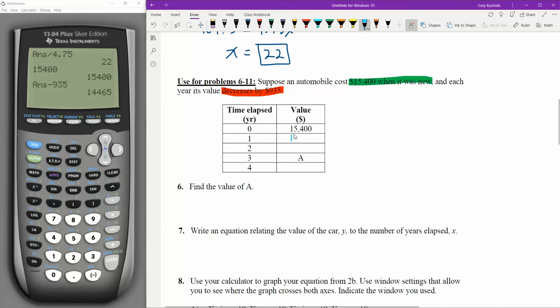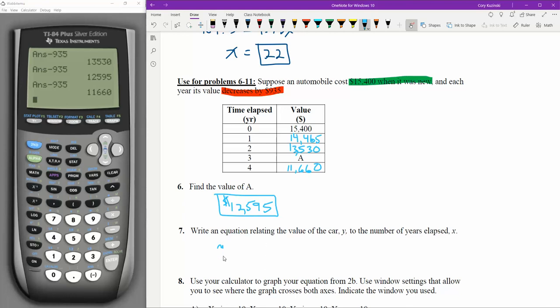That gives us 14,465 after 1 year. 13,530 after 2 years. And there's our answer, $12,595 after 3 years. And why not? We'll hit it one more time. $11,660 after 4 years.